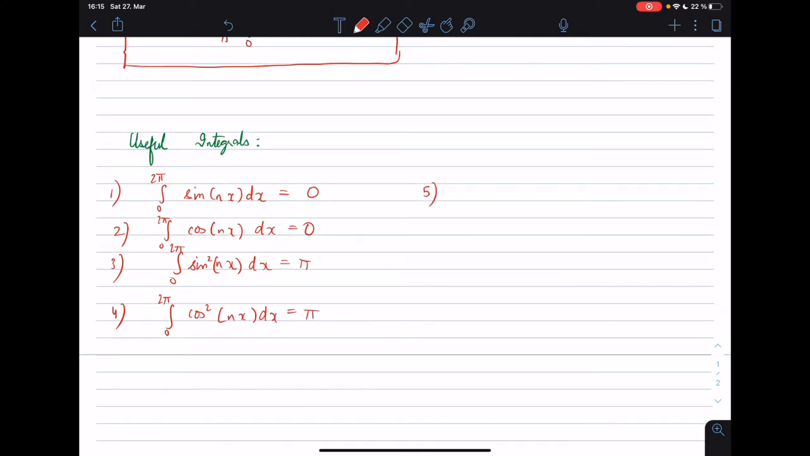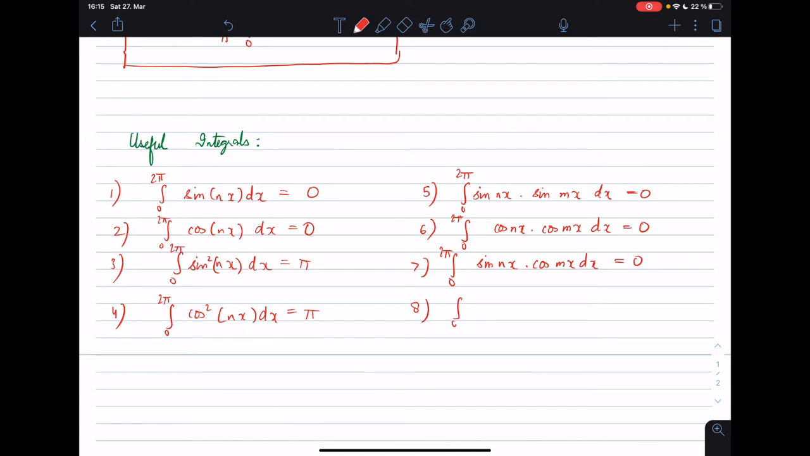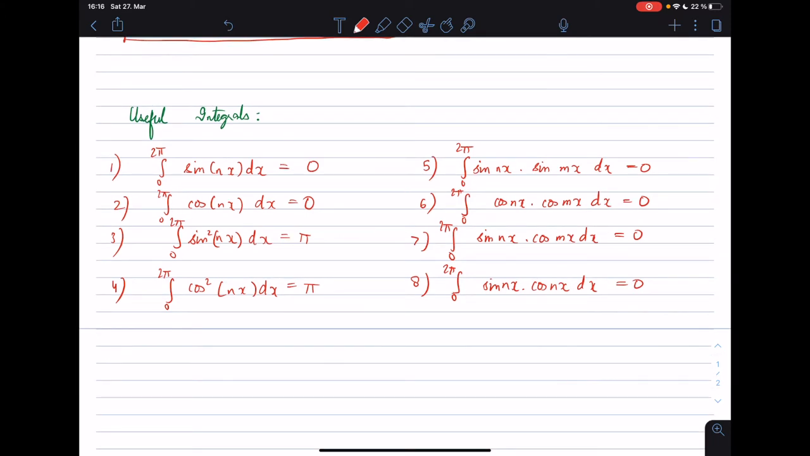And then next we'll be using the integral of sine nx multiplied by sine mx over 0 to 2 pi, which is equal to 0, and then the integral of cosine nx multiplied by cosine of mx dx is also equal to 0. Next, we'll be using the integral of sine nx multiplied by cosine of mx over 0 to 2 pi, which is also 0. And then the integral of sine nx multiplied by cosine nx is also equal to 0. And I guess these are the integrals that we'll be using in our derivation.